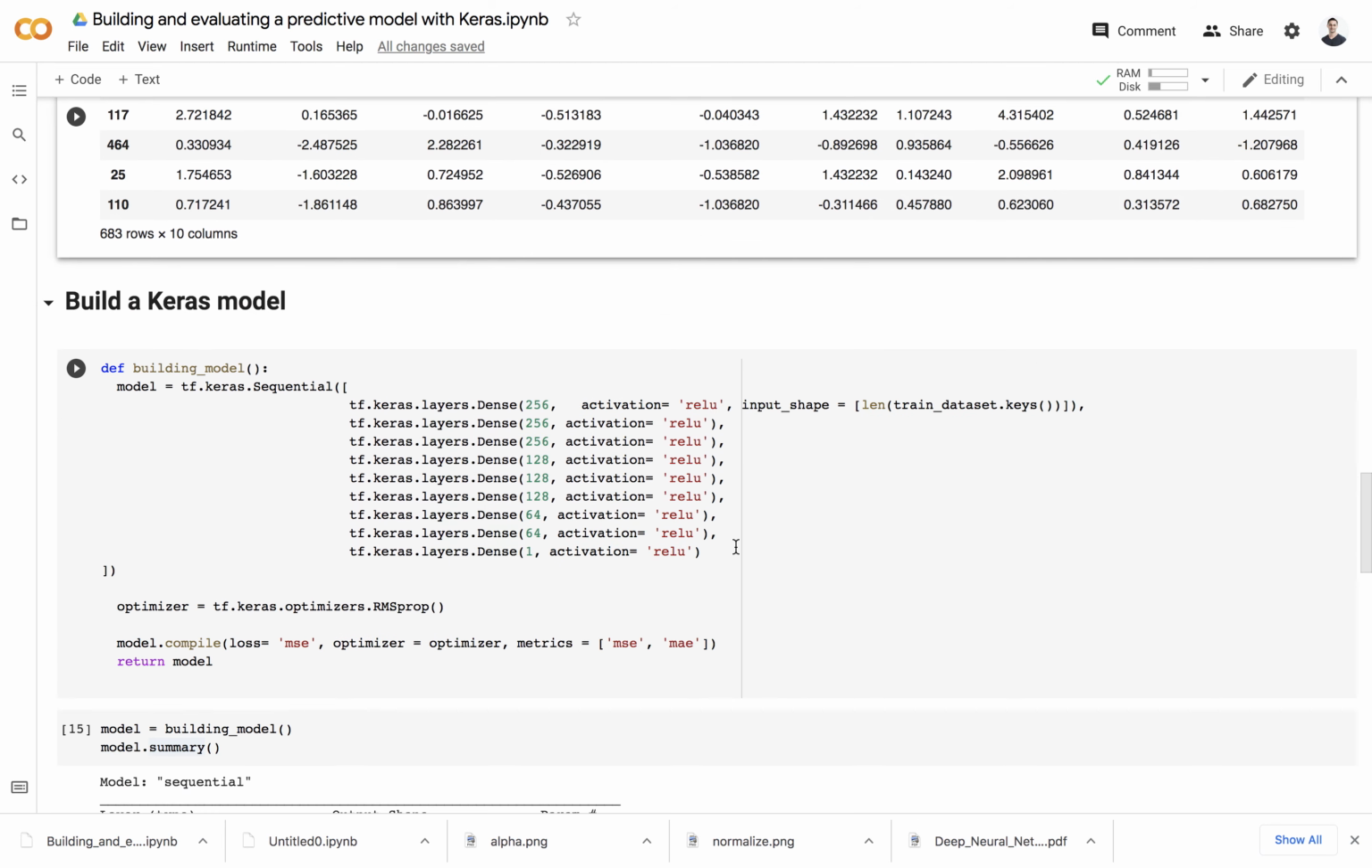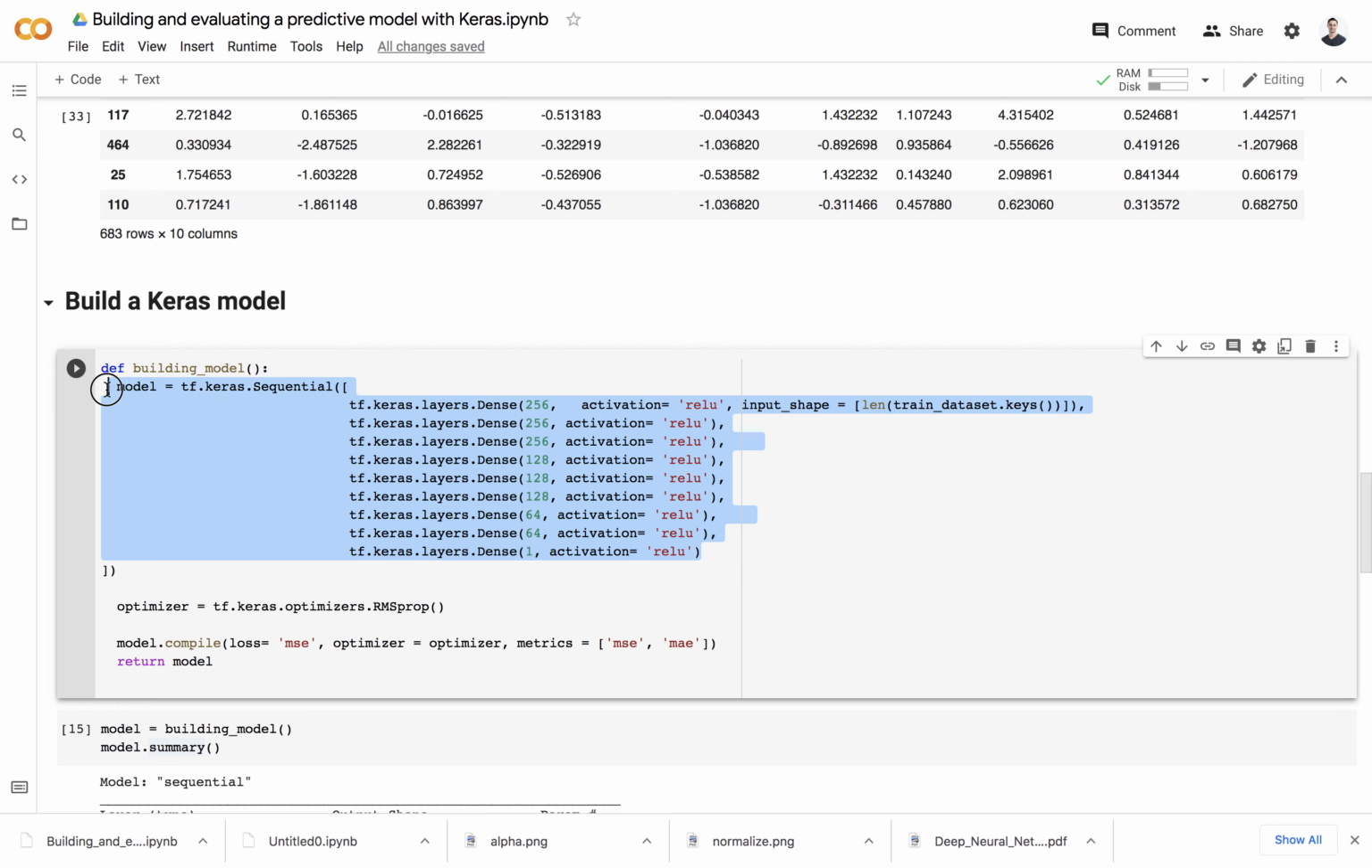Here for the Keras model, I have specified this structure: 8 fully connected layers and one last layer which gives only one output. This is not a fully connected layer because this is the last layer for our output. And I have used the RMSprop optimizer. There are also other optimizers in Keras, such as Adam, Adamax, and Adagrad, but I have used RMSprop because this gives the best results for my data.